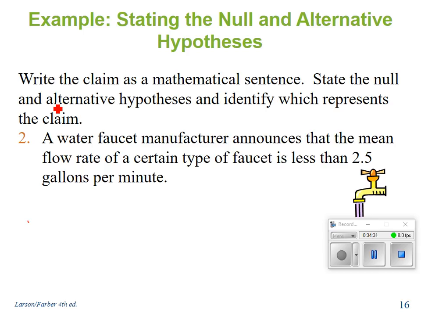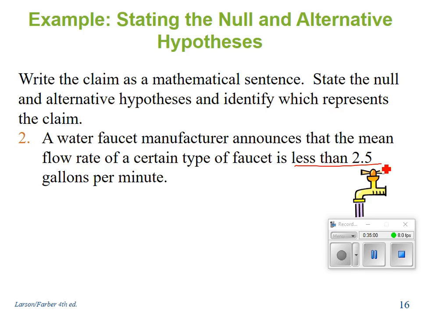A water faucet manufacturer announces that the mean flow rate of a certain type of faucet is less than 2.5 gallons per minute. I don't know why they would announce that, because when you have a faucet, do you want it to be less than something? If you have a faucet, you want to show it's got power, right? And it puts out a bunch. So I'm not sure why they would announce that.